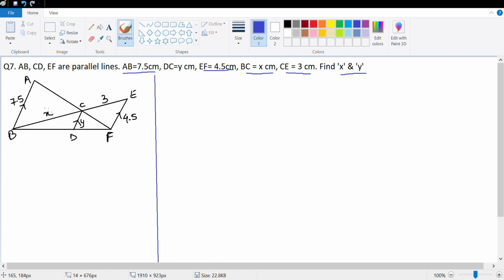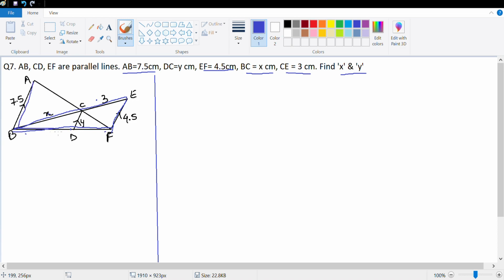prove which triangles will be similar. Now, if I look at this, in triangle BEF, since CD is parallel to EF, I should be able to use the basic proportionality theorem, which means X upon 3 would be equal to BD upon DF, but I don't know this value. I don't know the value of BD, I don't know the value of DF.